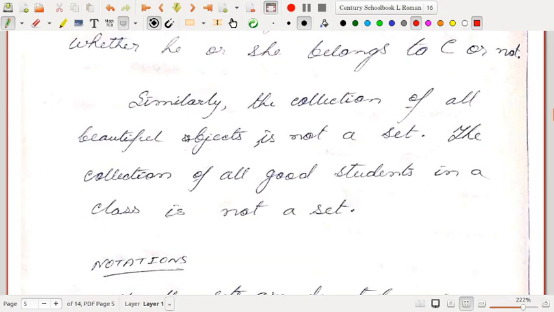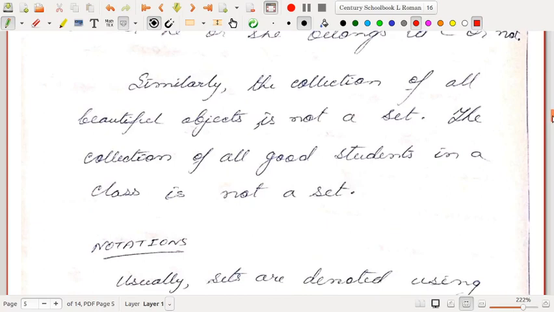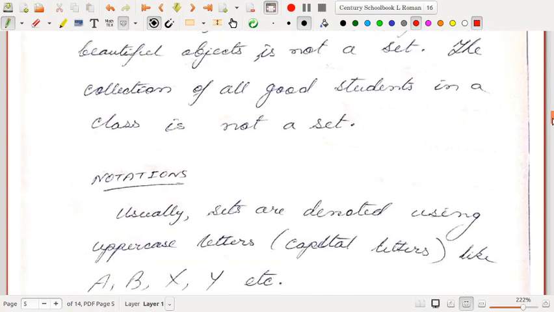Similarly, the collection of all beautiful objects is not a set. The collection of all good students in a class, that is also not a set, because we cannot determine who are good students and who are bad students. If we say something like the collection of all students who scored more than 80% in the last examination, then in that case it becomes a set, because there is a specific criterion.